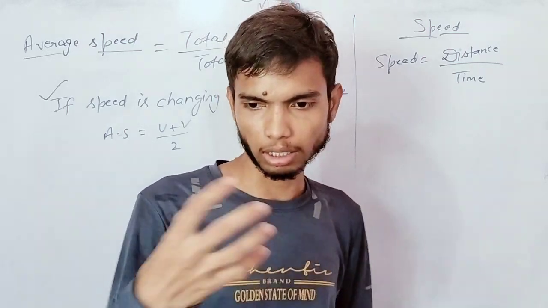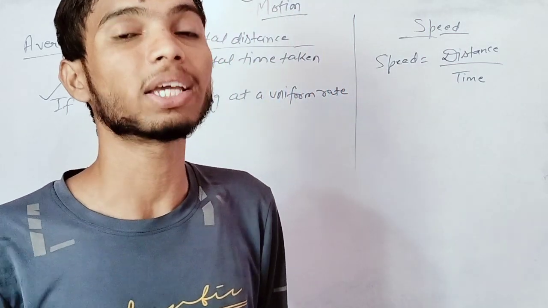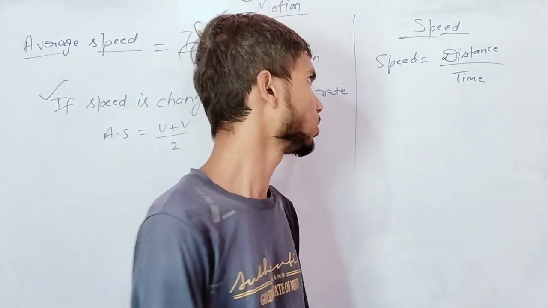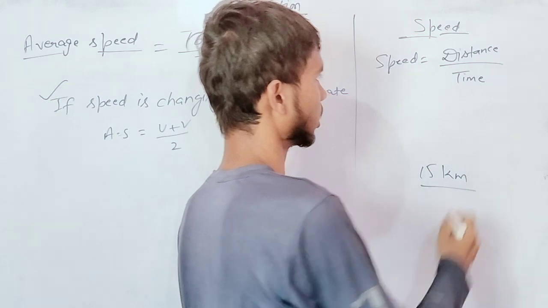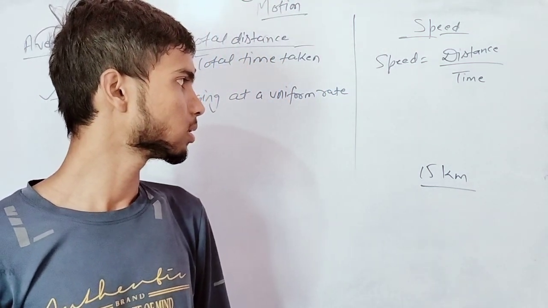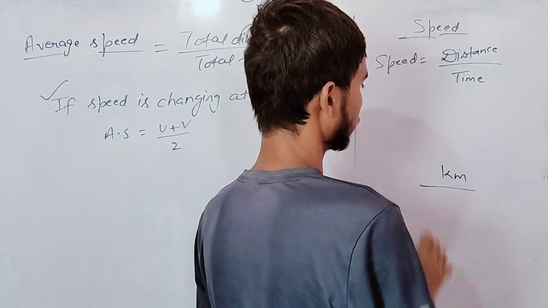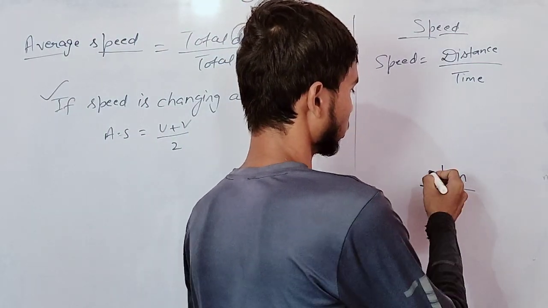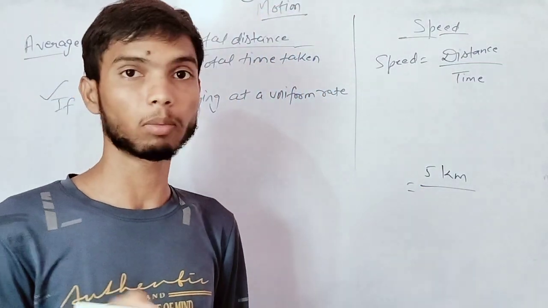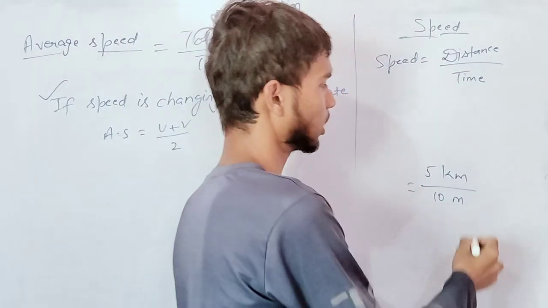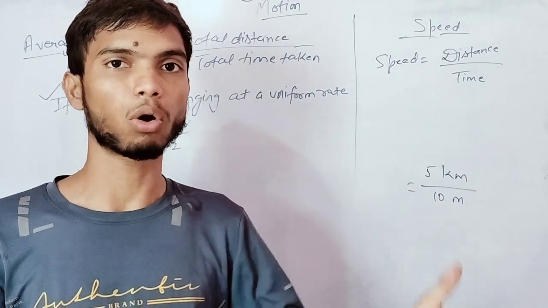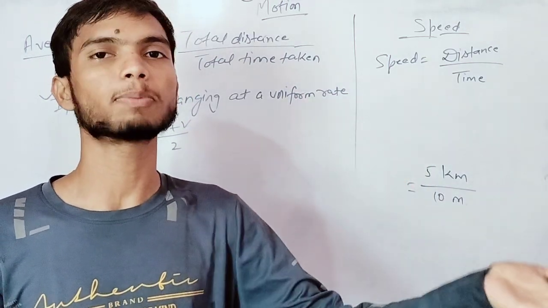For example, an example is giving you a distance which is covered by a vehicle. For example, 5 kilometers, and you can say within 10 minutes. Now from this we are getting a speed. Otherwise you can say, what was the speed of that vehicle?